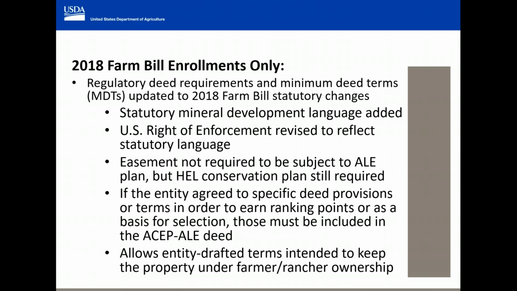There are new regulatory deed requirements, and there will be new minimum deed terms that will be promulgated under the 2018 Farm Bill. Changes in those new regulatory deed requirements and minimum deed terms include different statutory mineral development language. We had some limited mineral development language under the old minimum deed terms, but the 2018 Farm Bill added some specific requirements, including the requirement for a mineral development plan, which must include a plan for remediation, and a requirement that disturbed areas must be restored pursuant to the remediation plan. So those have found their way into the regulatory deed requirements now.